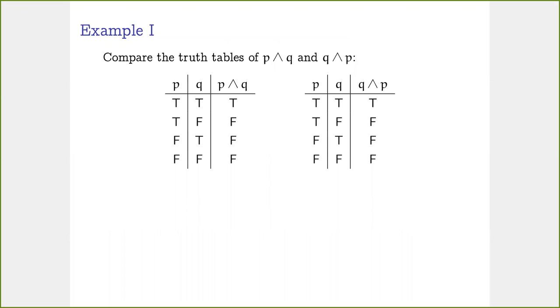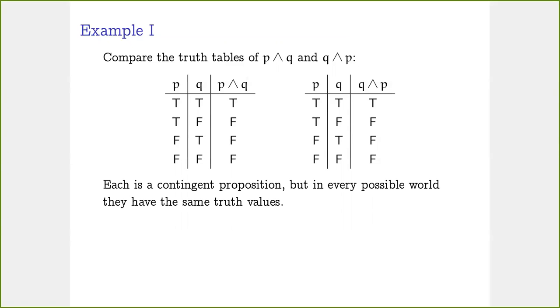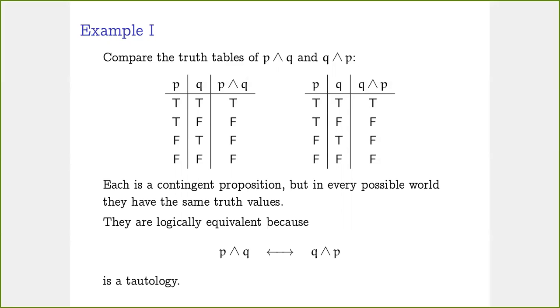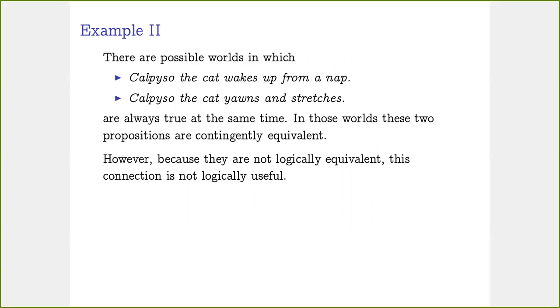Here's some examples. On the left, we have the truth table for P and Q. On the right, we have the very similar truth table for Q and P. Both of those logical expressions, P and Q and Q and P, are false unless both P and Q are true, in which case they're both true. So their truth tables are identical, and in every possible world they have the same truth values, even though P and Q and Q and P are contingent propositions. They're logically equivalent because the biconditional of P and Q, left-right arrow, Q and P is a tautology.